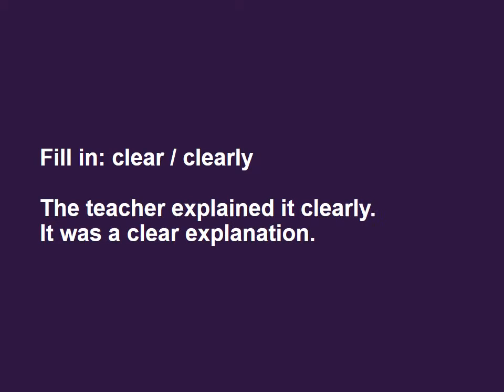In the first sentence, we use the adverb clearly because the word is the answer to a how question. How did the teacher explain it? Clearly, adverb. In the second sentence, we use the adjective clear because here the word is the answer to a what kind of question. What kind of explanation was it? A clear explanation.